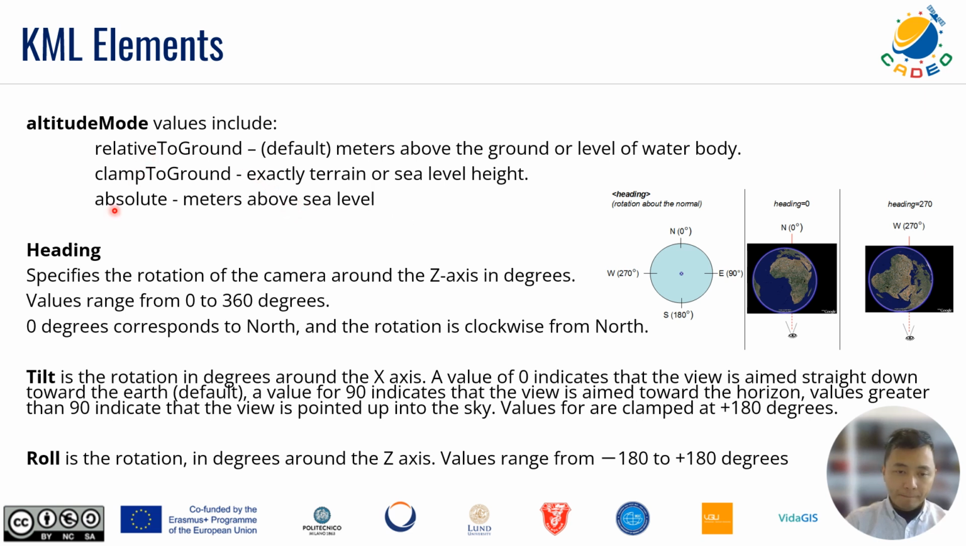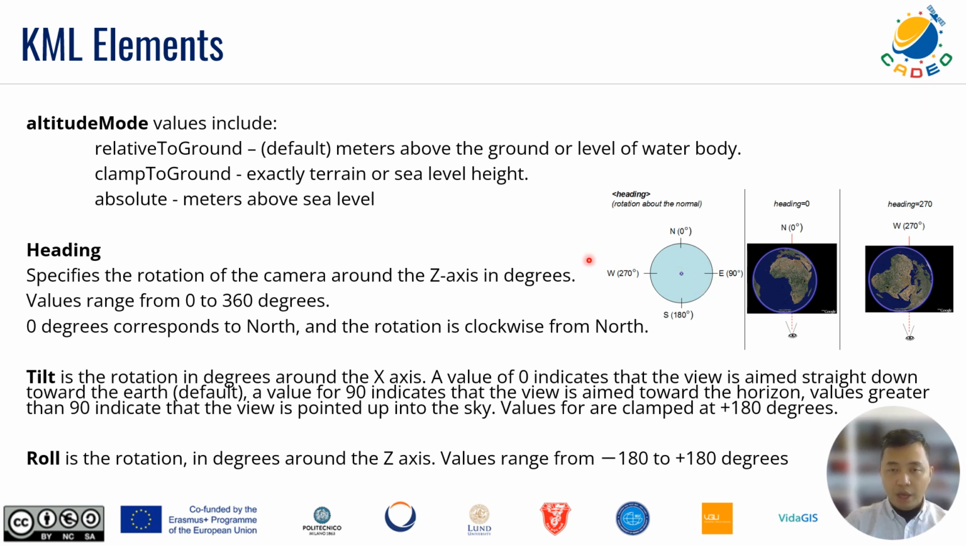So we go to the heading element. With the heading element, you can specify the rotation of the camera in the geospatial browser around the z-axis in degrees. The value of that heading element ranges from 0 to 360 degrees, so this means a full round. 0 degrees corresponds to the north and the rotation is clockwise from the north. On the right picture, you can see the difference if you set the value of the heading to a different degree.